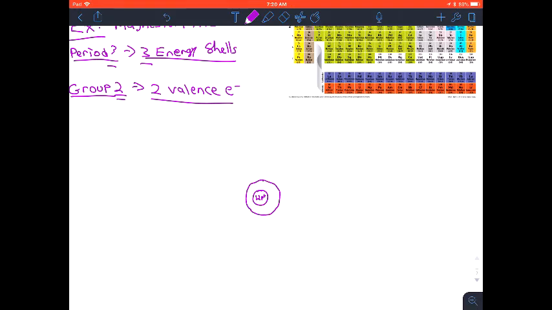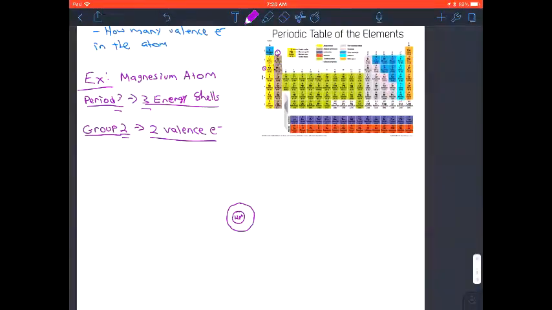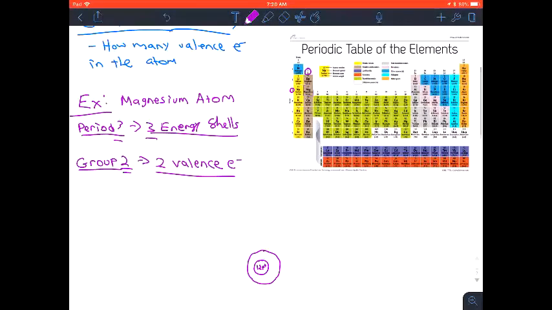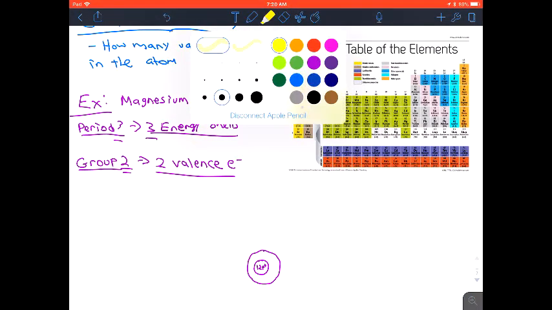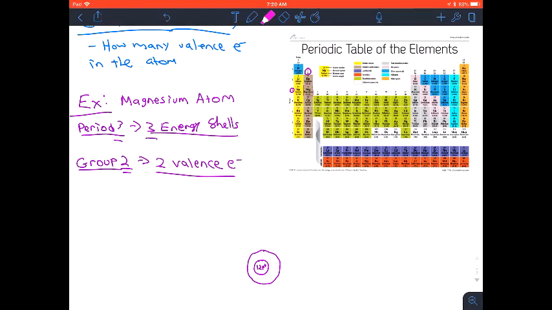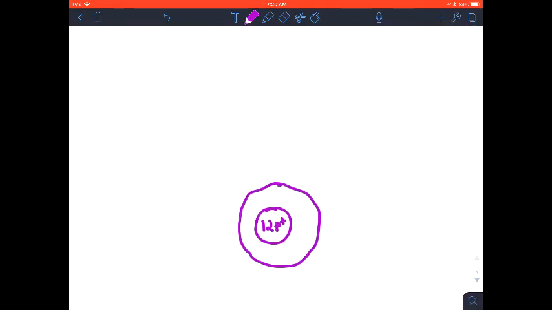Just a simple circle around the nucleus. So the first energy shell is going to coordinate with the first period. Inside of the first period, we have 2 elements, hydrogen and helium. So therefore, since we passed the first period, we have to have 2 electrons in the first period. 1 from hydrogen, 1 from helium.